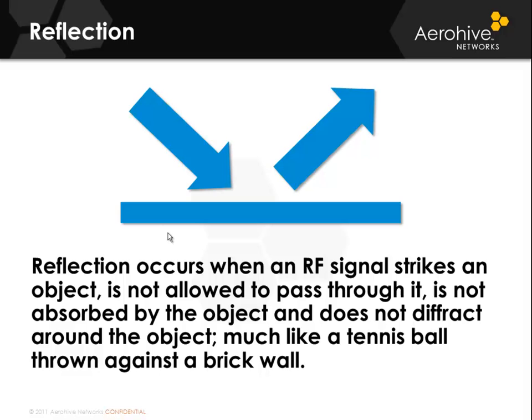Reflection is when a signal strikes an object and is not absorbed by it, nor is it allowed to pass through the object, but it rather bounces off, just like sound bouncing off a wall or light reflecting off of something.